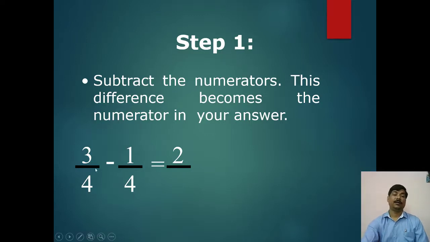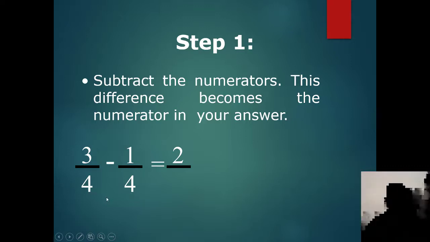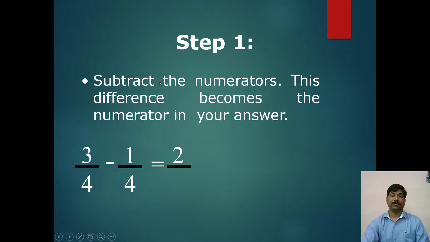For example, we have to subtract 1 upon 4 from 3 upon 4. These are like fractions. These fractions have a common denominator. So what will be in this step? In this step, subtract the numerators and this difference becomes the numerator in your answer. 3 minus 1, the difference is 2. This 2 will be the numerator of the answer.